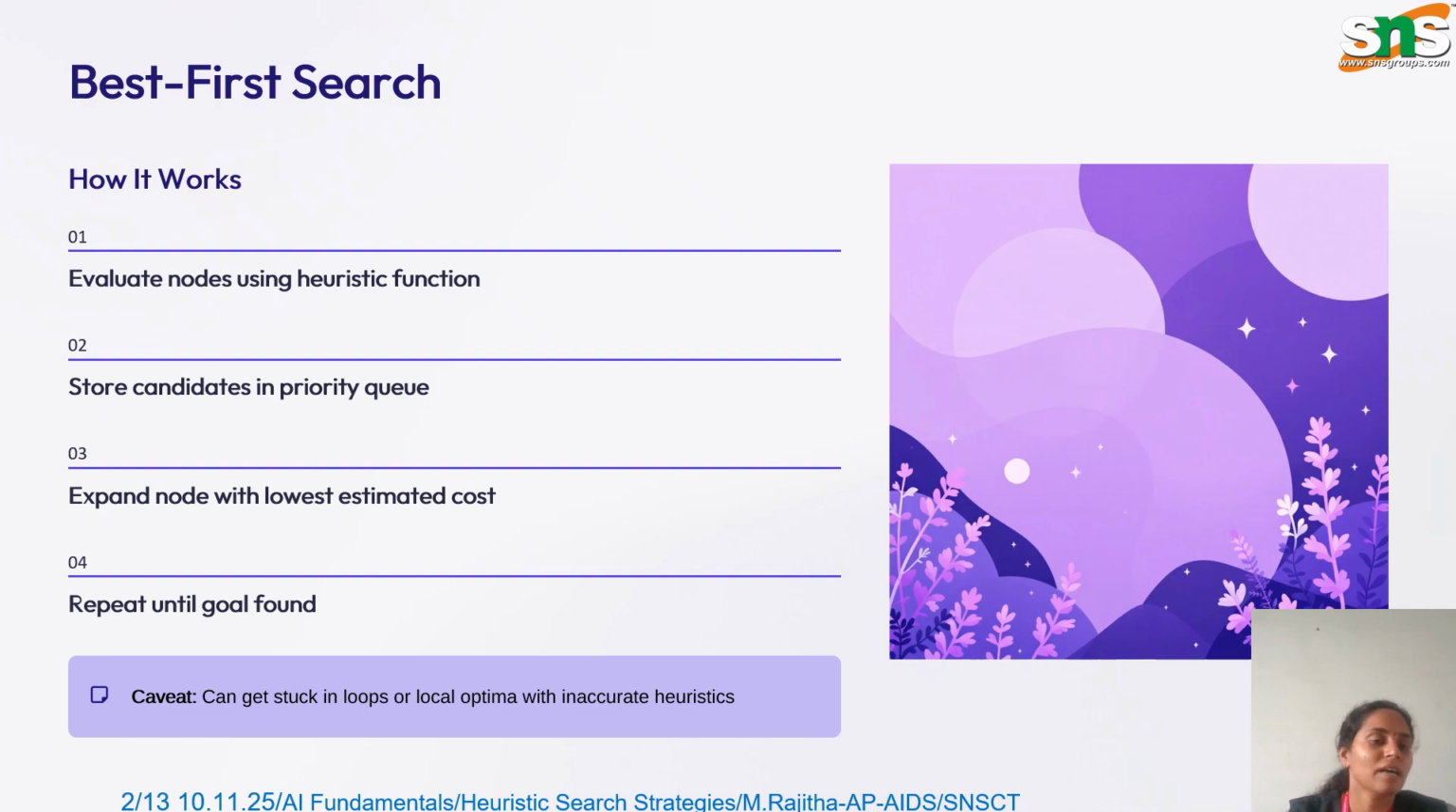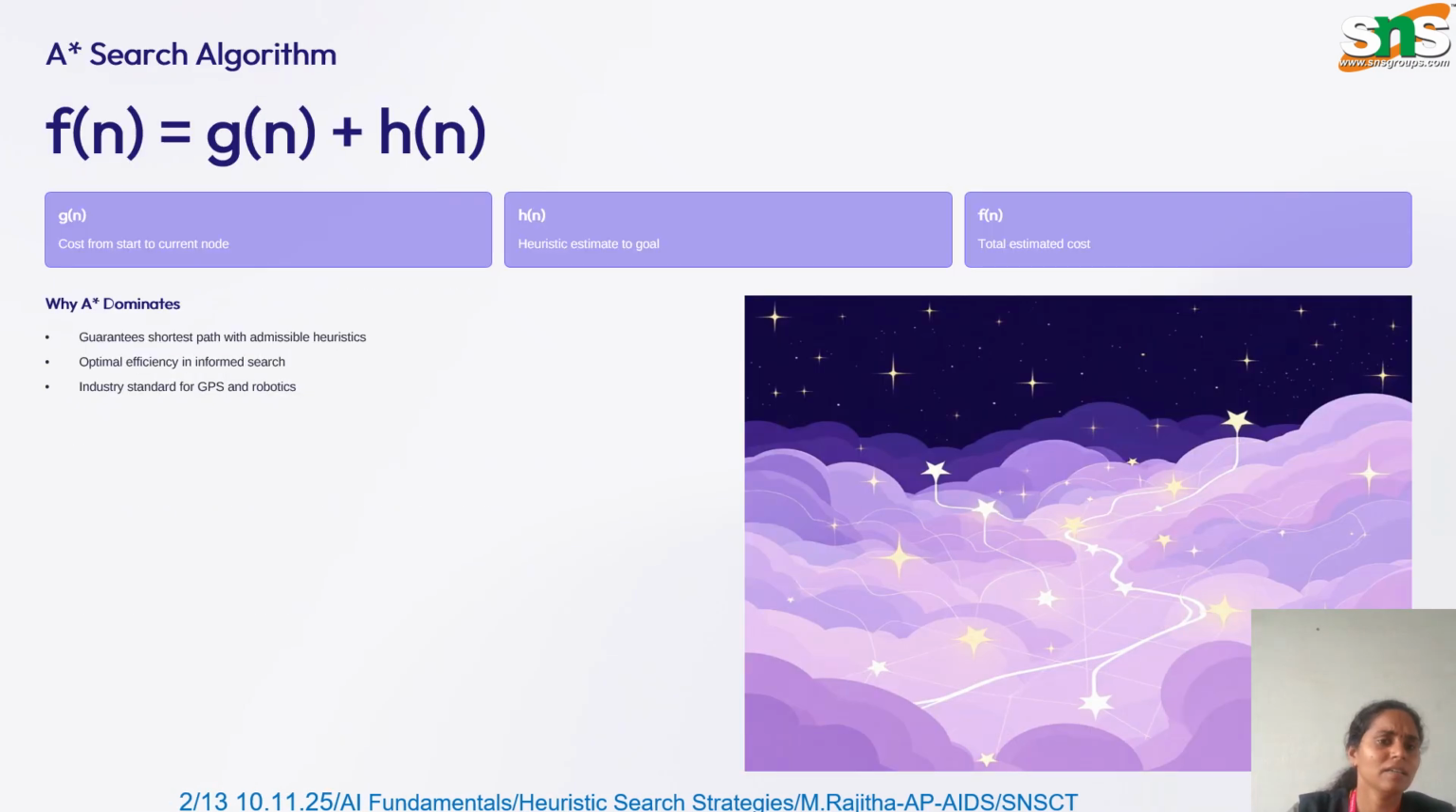A star search is one of the most popular algorithms in AI. It uses a formula f(n) = g(n) + h(n), where g(n) is the cost from the start to the current point and h(n) is the estimated cost to the goal. Together, they give f(n), the total estimated cost. A star is powerful because it always finds the shortest path when the heuristic is correct. That's why it's widely used in GPS navigation and robotics path planning.